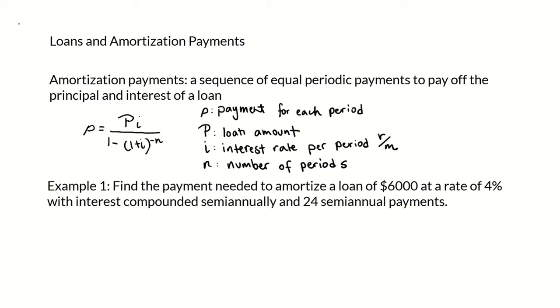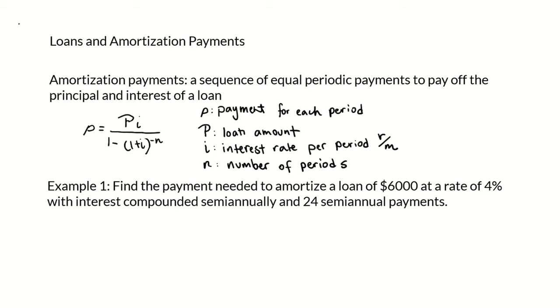And the equation is actually the same equation as that for an ordinary annuity, but it's rewritten to solve for P, the payment. So P, the payment, is equal to large P, the loan amount, multiplied by i, divided by 1 minus (1 plus i) to the negative n, where i is the interest rate per period, which is the rate over the number of periods per year, and n is the total number of periods.